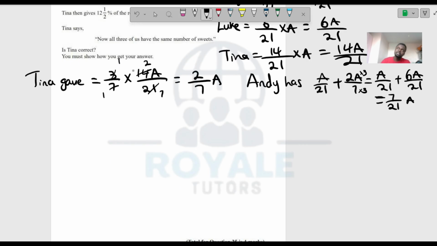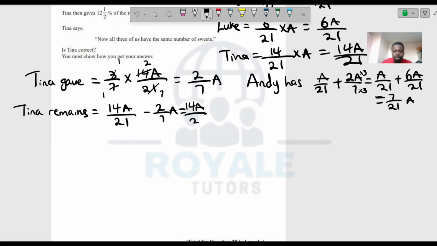Now, for Tina, after Tina gave 2 over 7, the remaining for Tina will be the initial value she had minus the one she gave away. You take away the one she gave away. So if you do this, you have 14 over 21 minus 2 over 7, just like I did there, you have it as 6 over 21. Then when you do the subtraction, it gives you 8A over 21. So that means Tina has 8A over 21 left.